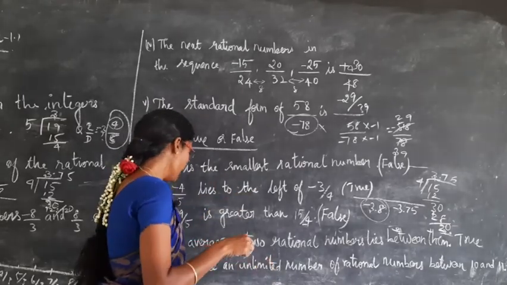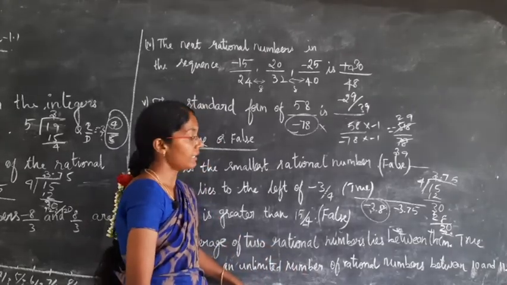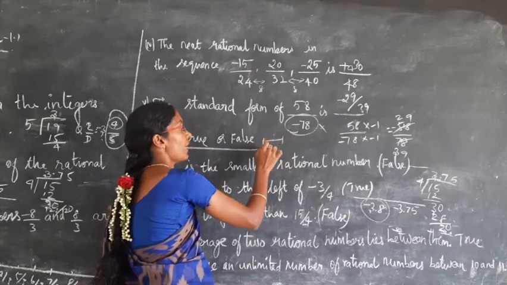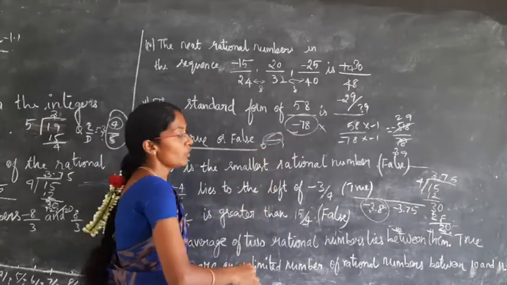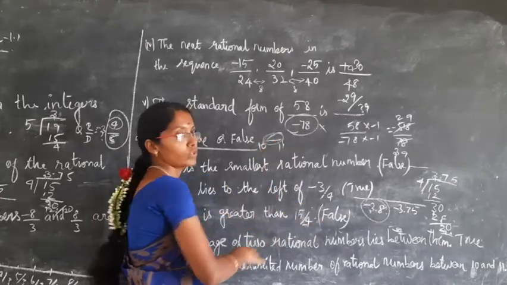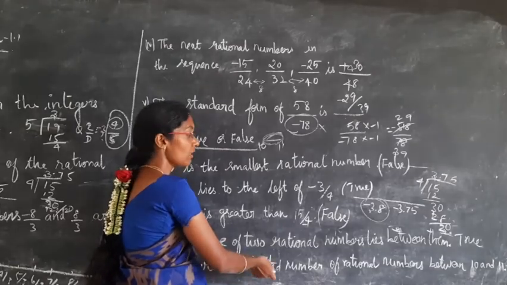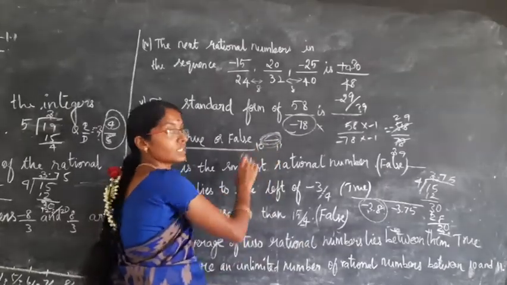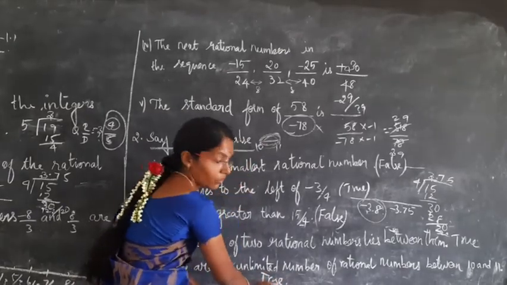Okay, true. There are an unlimited number of rational numbers between 10 and 11. Correct. Since between any two rational numbers, between 0 and 1, we can find lots of rational numbers. So it is given here 10 and 11. So the statement is given that you can find unlimited rational numbers between 10 and 11. So the statement is true.